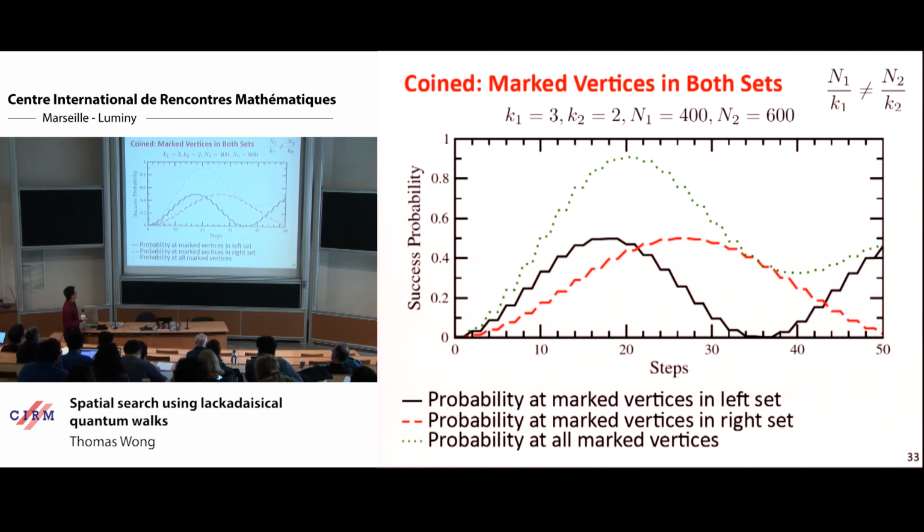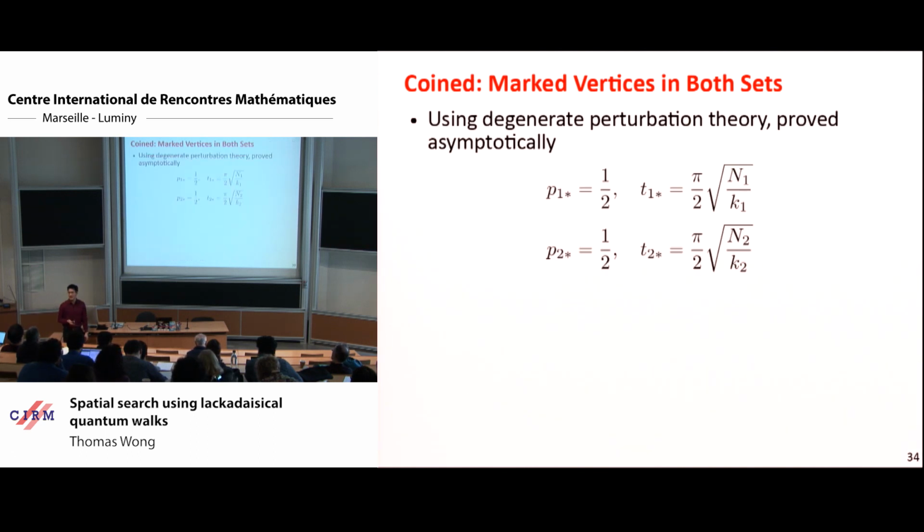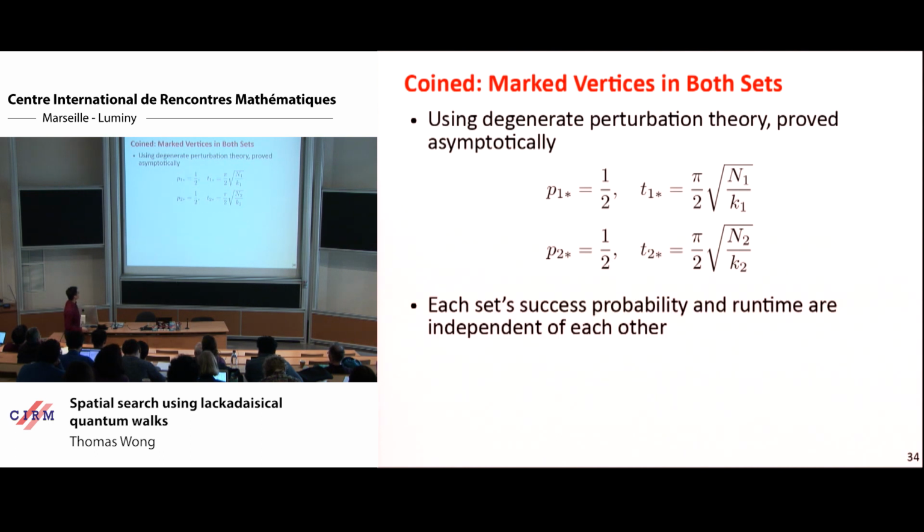And so we were able to analytically prove this, the runtime in each set. In the left set, you get a probability of a half at this time that only depends on the properties of the left set, the density, and the right set also reaches a success probability of a half, and the time only depends on its density of marked vertices. And so if these two line up, then they add up together, they get a success probability of 1. So that's kind of neat. So again, the only thing that matters is what goes on in each set, otherwise they evolve independently of each other.